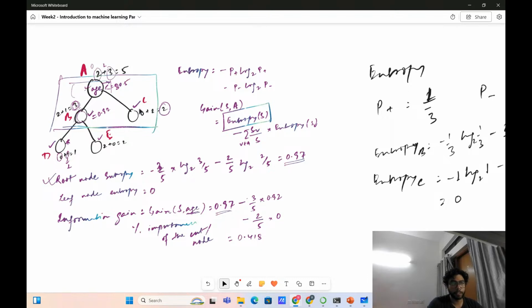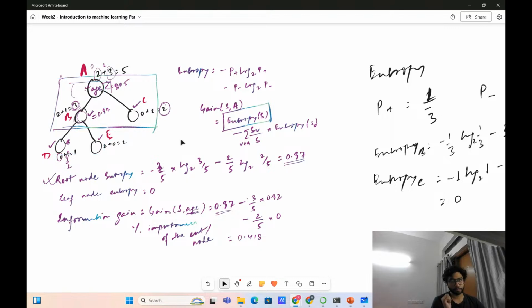But if there were some samples with result 0, then the leaf node entropy would not be 0. So for entropy to be 0, simply you can remember this: entropy is 0 when that node has samples only in one category, like either they are all positive or all negative, right? That's the basic rule that you can follow. In this case, all the leaf nodes have samples in only one category.